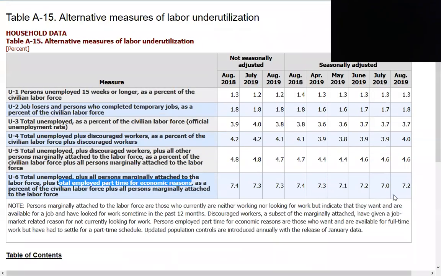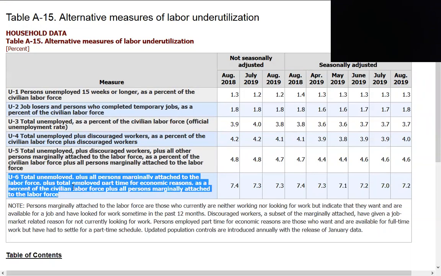Okay, so if we look at this, we're actually not doing too great, right? We've got 7% unemployment when we look at all of the Uber drivers, all of the Uber Eats people, all of the waiters that have 2 jobs. And if we look at the broadest scope of unemployment possible, we are still at 7.2%.